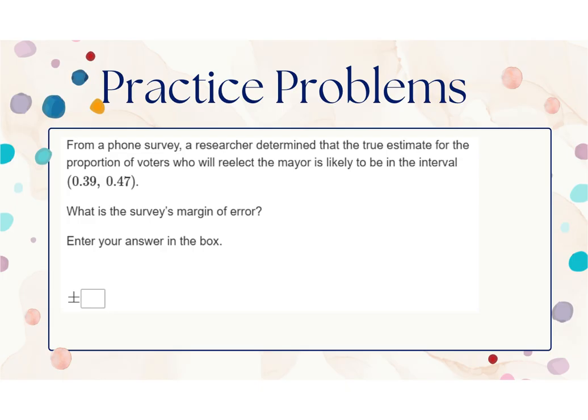Now we need to find the margin of error. To do that, we can simply find the mean of our upper limit and our lower limit. To find that, we're going to add them up: 0.39 plus 0.47, and divide it by 2. I should have said not our margin of error, but our point estimate, which is equal to 0.43.